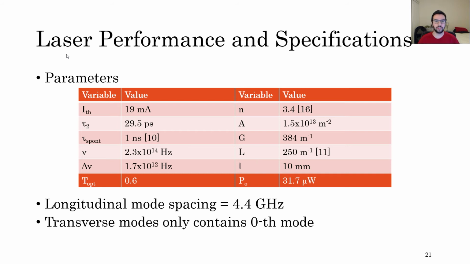The optimal transmission is 0.6, so that's why we wanted 40% reflection coating for the dichroic side. And then we have a power output of 31.7 microwatts, which seems odd, but I'm going to touch on that in the discussion later. Longitudinal mode spacing comes to 4.4 gigahertz, and the transverse modes end up just being the 0th mode.